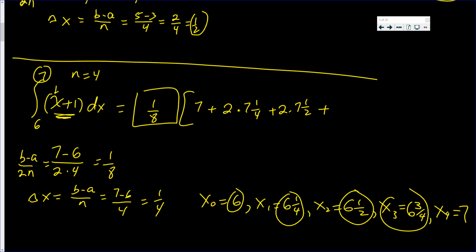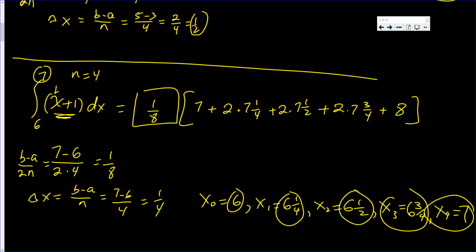2 times that value. Oops, 1 more than that value. That's what the function tells me to do. It says take x and add 1. Plus the last one, I just add 1. I don't multiply by 2. And there is your answer.